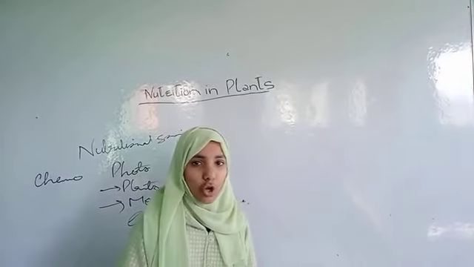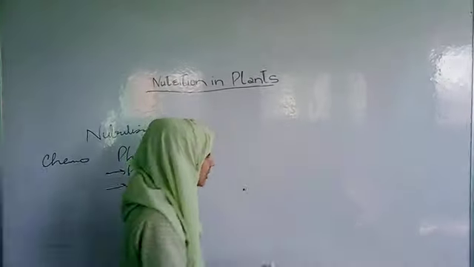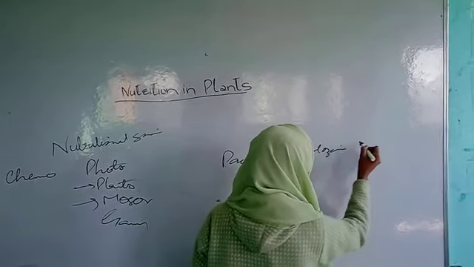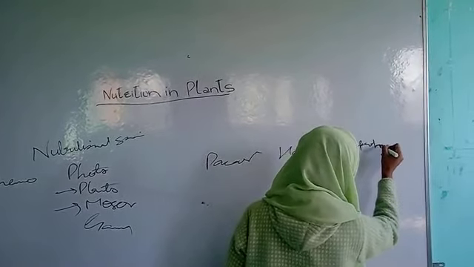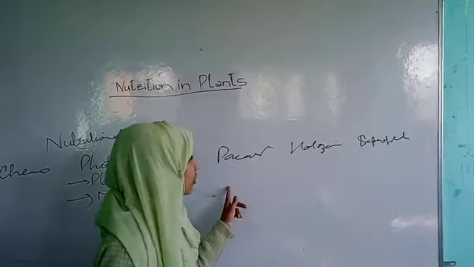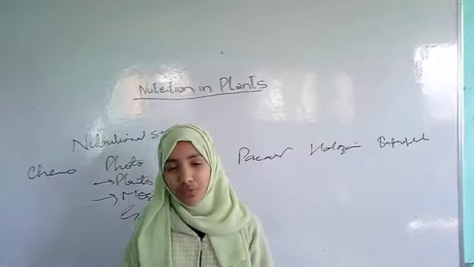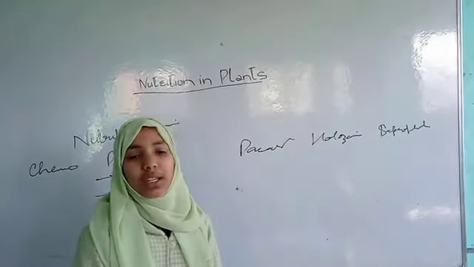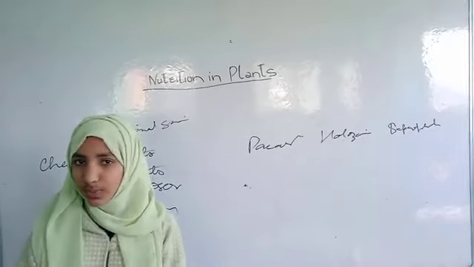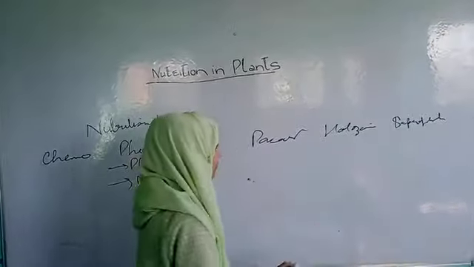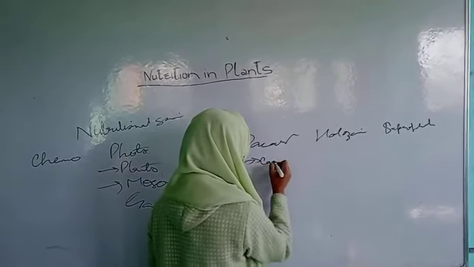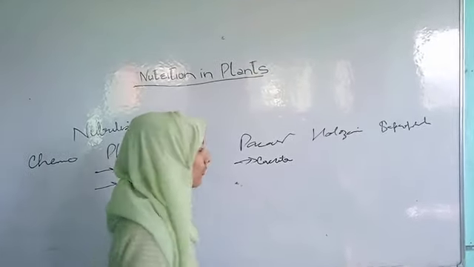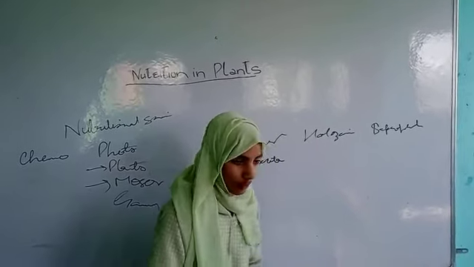Next, coming upon the types of heterotrophic nutrition: parasitic nutrition, holozoic nutrition, and saprophytic nutrition. What is parasitic nutrition? It is that type of nutrition in which organisms obtain their food from other plant or organism called host plant or organism. For example, Cuscuta. That is total stem parasite and it obtains food from host plant, that is willow plant.